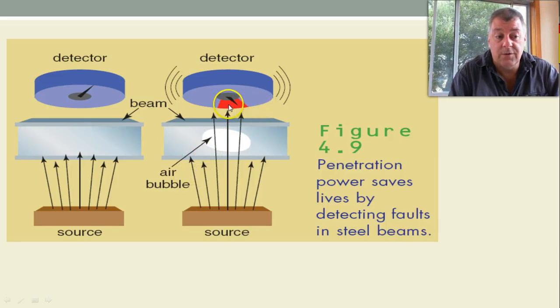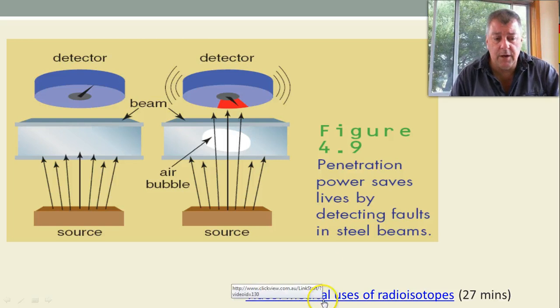Again, what sort of radiation would you use? Definitely not alpha, and probably gamma, with maybe a little bit of beta, if it's a strong beta emitter, but predominantly a gamma emitter.